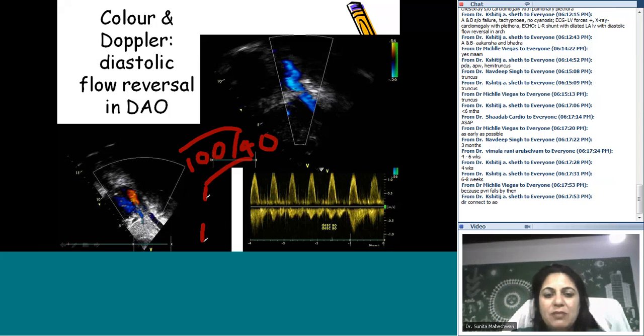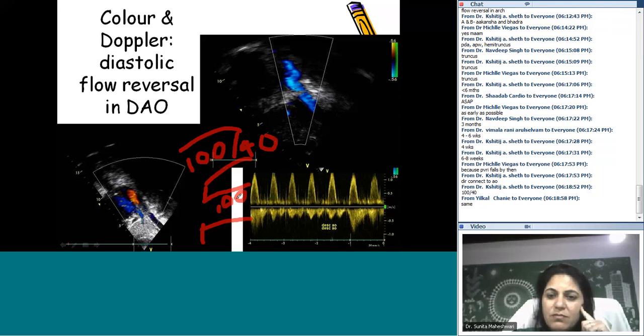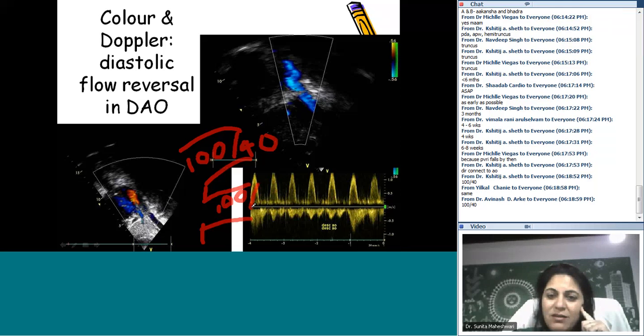What is the pressure inside my pulmonary artery? What is the pressure here? 100, right? It's systemic. And what is my diastolic pressure? Same. All agree? So my diastolic pressure is also 40, right?